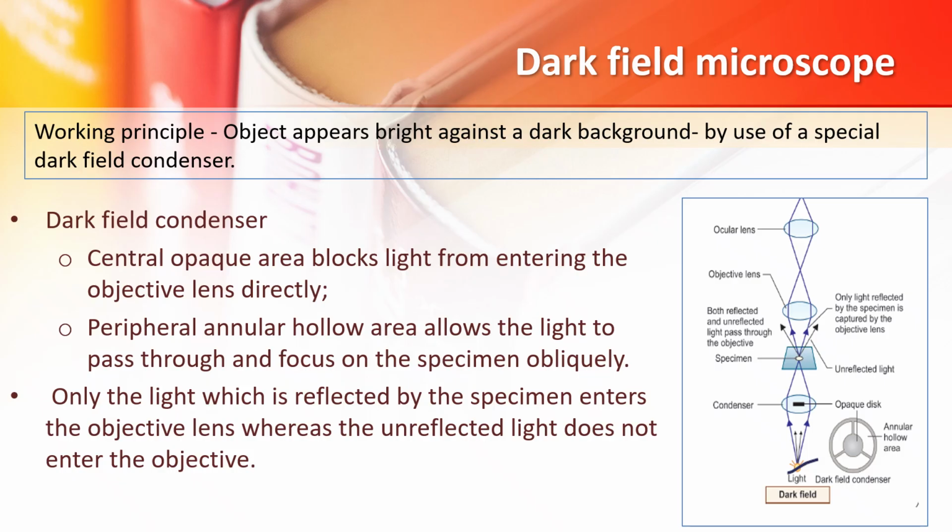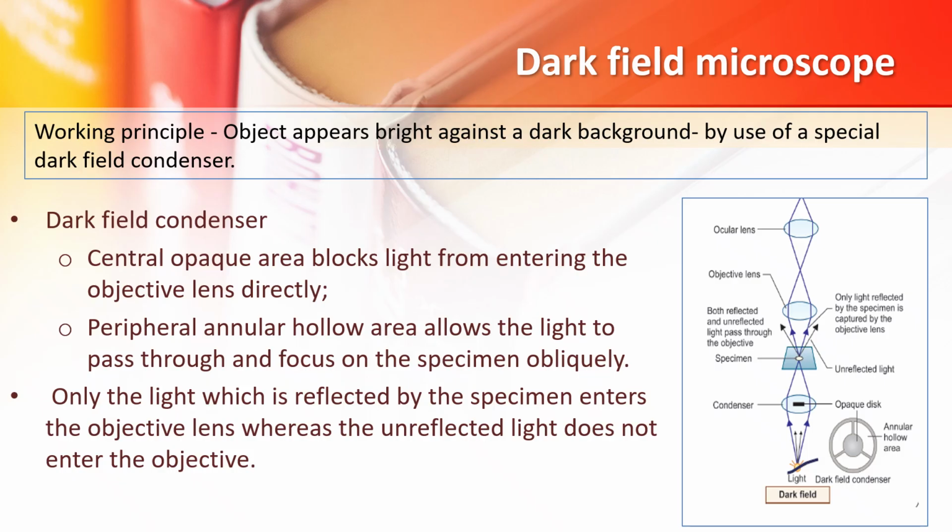The path of light is directed in such a way that it can pass through the outer edge of the condenser at a wide angle and strike the sample at an oblique angle. Only the light scattered by the sample will reach the objective lens for visualization. All the other light that passes through the specimen will miss the objective. Thus, the specimen is brightly illuminated on the dark background. This is about the working principle of dark field microscope, which is given in the picture. You can see that picture.